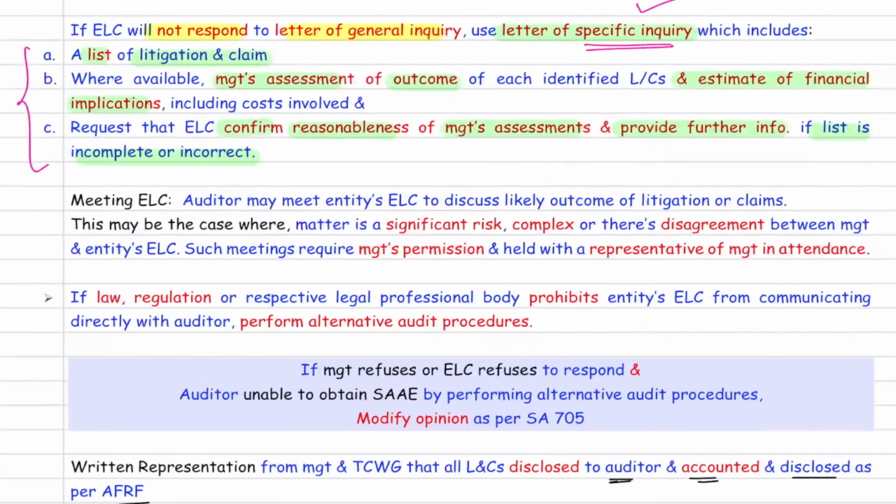Then, sir, can we meet external legal counsel? Yes. When can we meet? When the matter is DISCO. DISCO means it is a disagreement between the management and external legal counsel, significant risk, and the matter is complex. Always remember, you need to take management's permission, and management's representative should also be there.